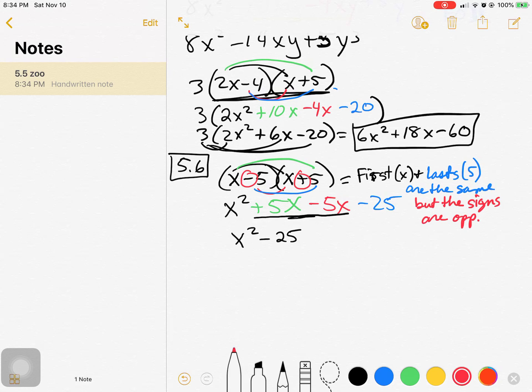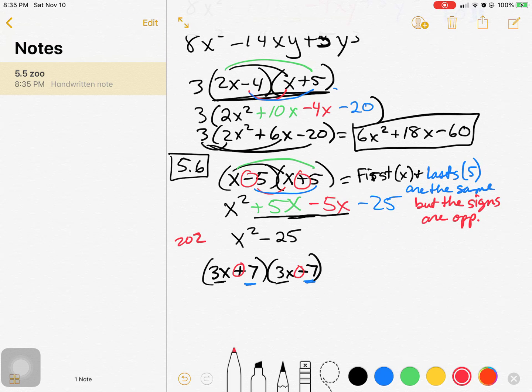So that means anything. So if you have, I don't know, let's see if we got another example in here. Yep, on page 202, there is 3x plus 7 times 3x minus 7. So that means the first, see how the first and the first are the same, the last and the last are the same, and the signs are opposite.